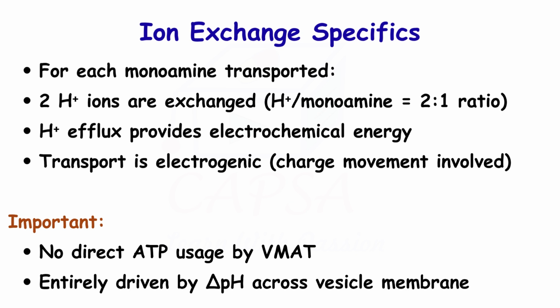A very important point in VMAT function is the stoichiometry of the ion exchange. For each monoamine transported into the vesicle, VMAT exchanges two protons out. So the ratio is 2 H plus per one monoamine molecule. This makes the process electrogenic, meaning that net charges are moved across the membrane, contributing to the vesicular membrane potential. Note again, VMAT itself does not consume ATP, it relies entirely on the electrochemical gradient established by the V-ATPase.